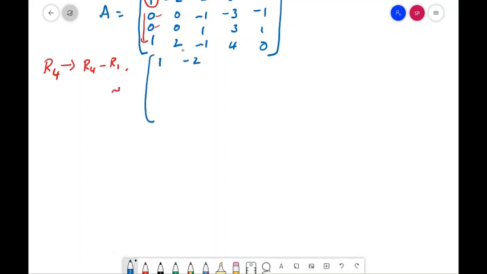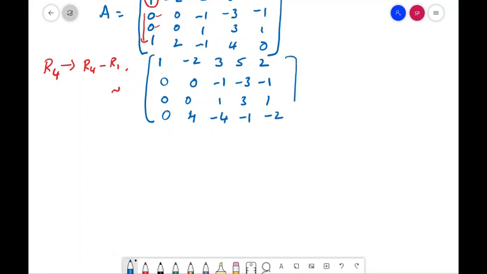1, minus 2, 3, 5, 2, then 0, 0, minus 1, minus 3, minus 1, then 0, 0, 1, 3, 1, and 0, 2, minus of minus 2 which is 4, minus 1, minus 3, minus 4, 4 minus 5 is minus 1, and 0 minus 2 is minus 2.